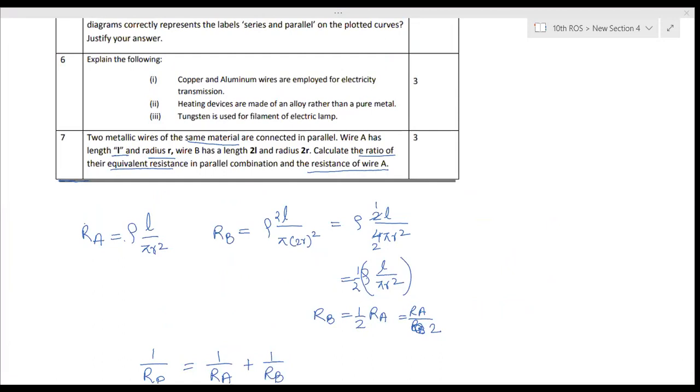Why are electric bulbs filled with chemically inactive nitrogen or argon? Why do we fill nitrogen or argon? They are noble gases. So for what reason? Ma'am, they prevent oxidation. Yes, right. In the bulb, we use them to prevent oxidation of the filament.